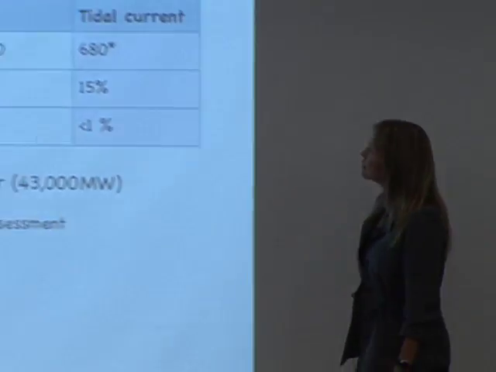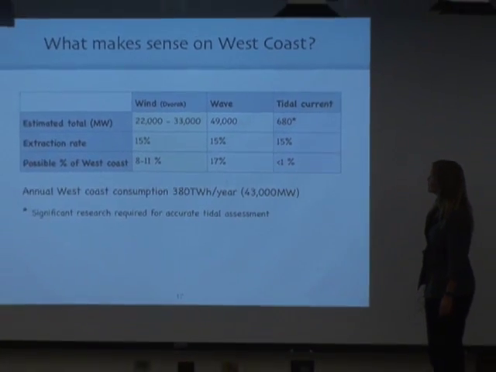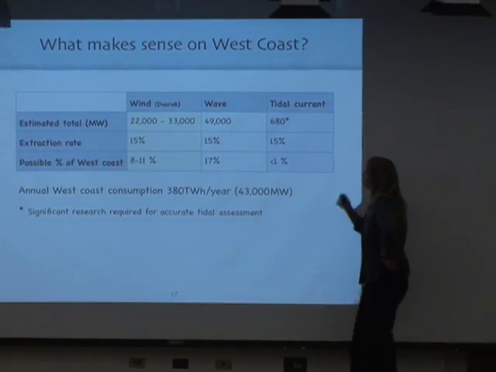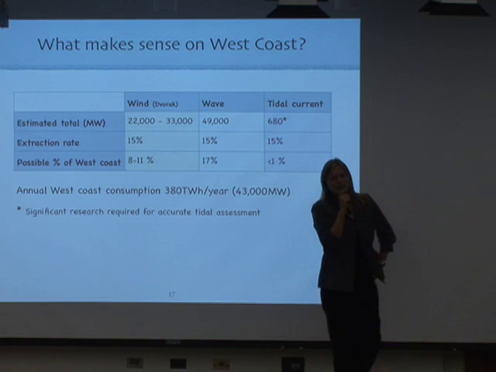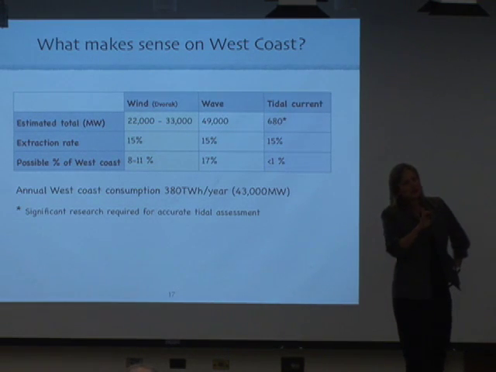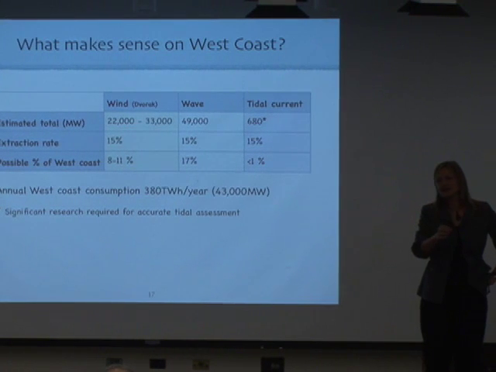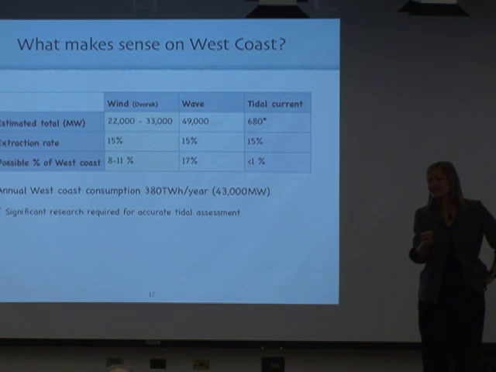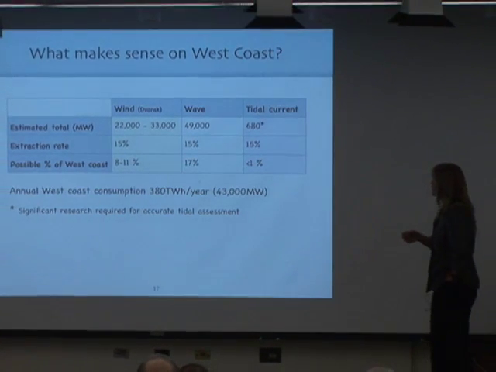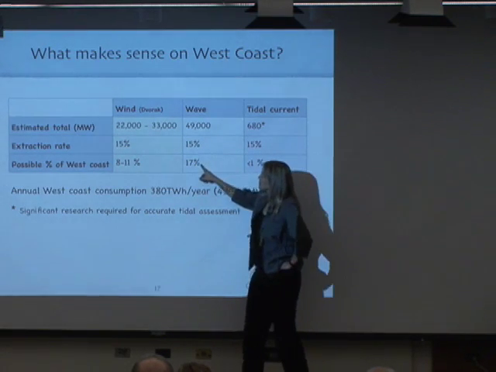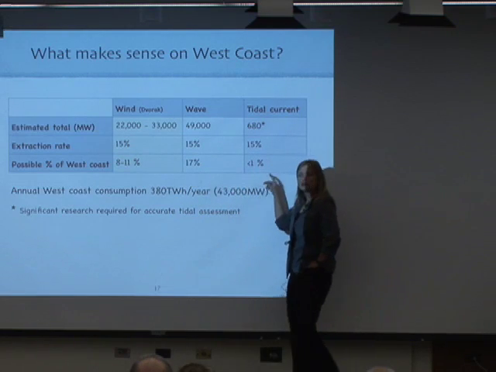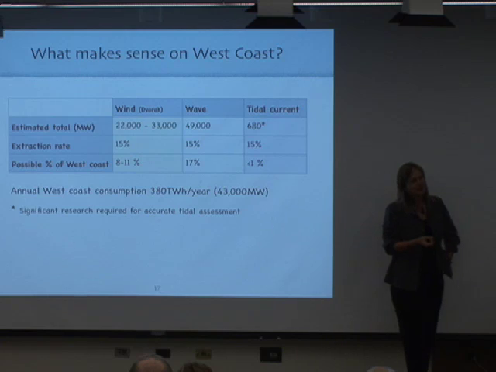So let's look at the West Coast. If we just look at this West Coast, there's so much going on about this right now. Here are some estimations. I used here a 15% extraction rate of the energy that's available. So for waves, that would mean that 15% of the coast will actually put one of those devices. Very unlikely that we'll do that, but hey, just for comparison. And then this gives you the percentages of the electricity production that we would need at the West Coast, okay?